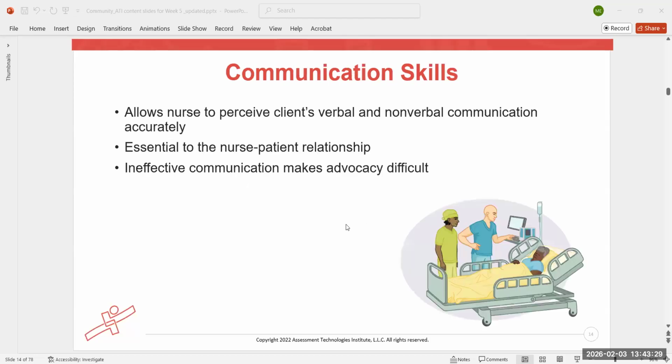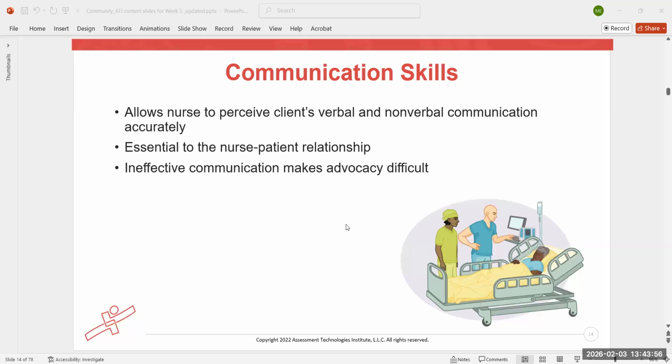Communication skills. This is going to allow nurses, we want to assess both verbal and nonverbal communication, take in their body language. We want to ensure that we're advocating appropriately, but if there is the impact of cultural differences, language barriers, are we using the right resources and being sensitive and respectful to those needs as well?